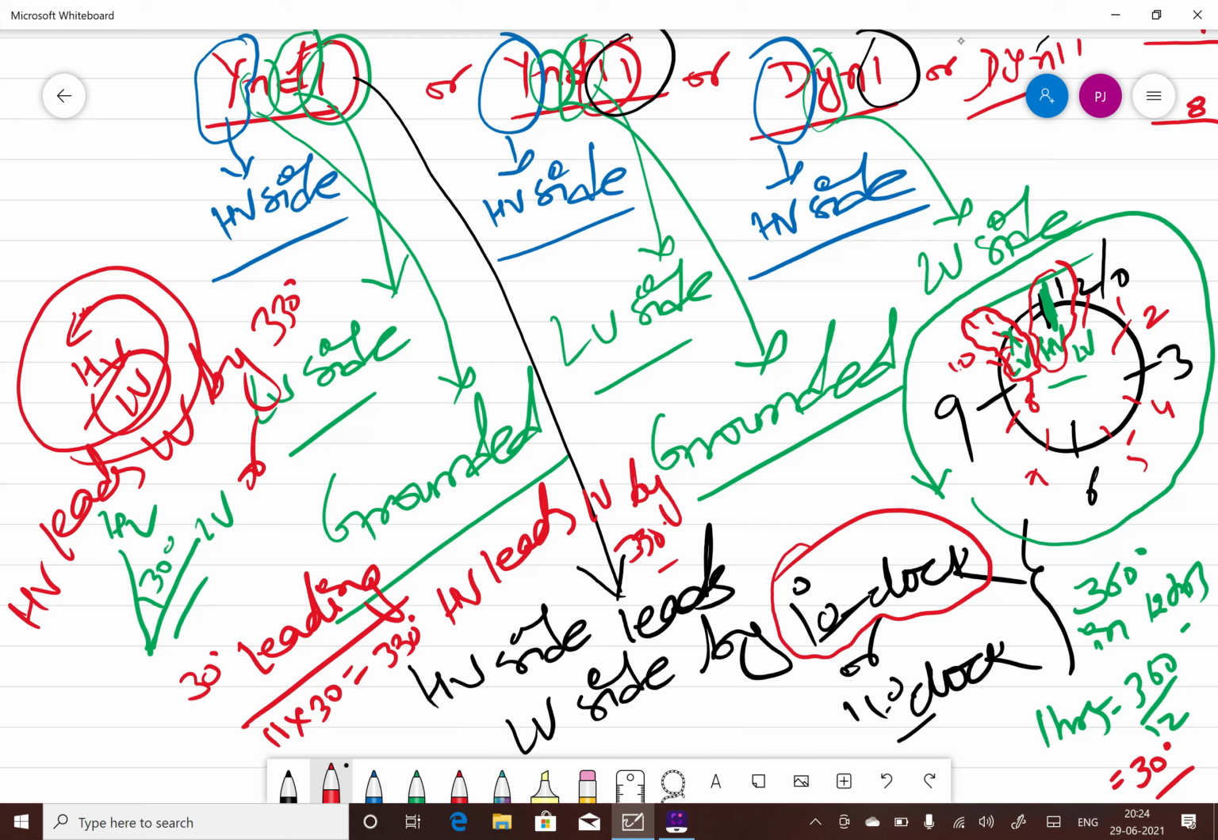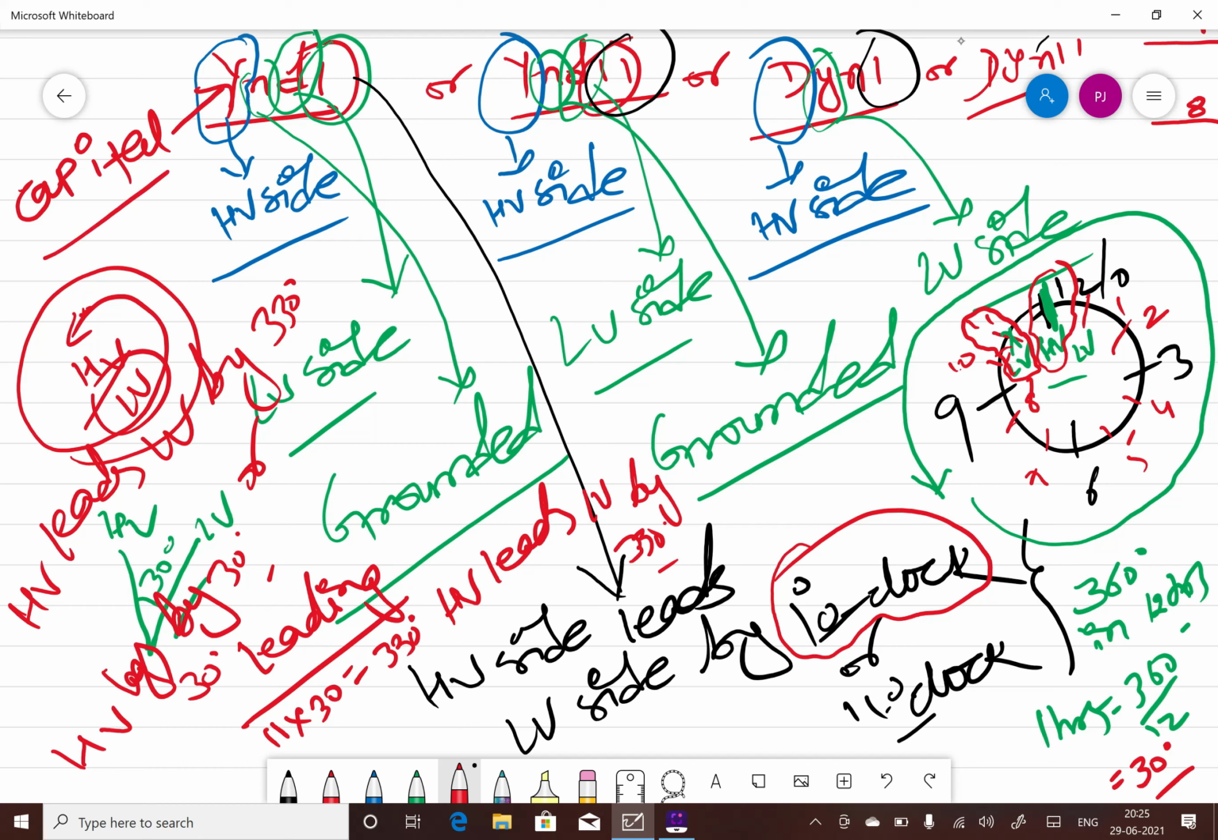or you may also say that HV lags by 30 degree. But the standard convention is that we always designate the HV winding in capital letters. So this is your HV winding, and the angle shown over here always represents your leading angle. So now this is a basic concept.